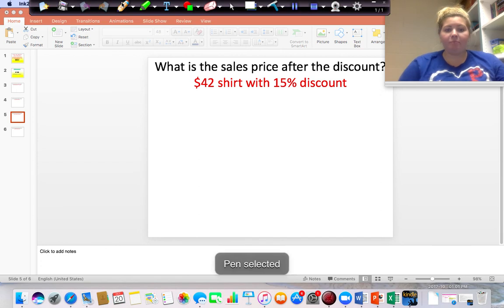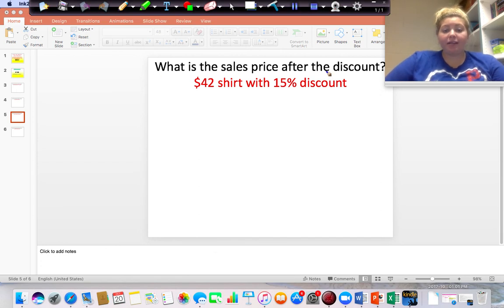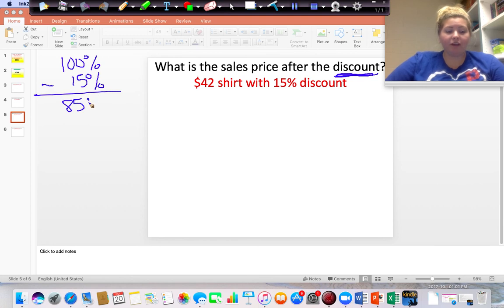It says, what is the sales price after the discount? Remember discount, we are taking that discount away from it. So we were paying 100% of the shirt, but now we are taking away 15% of that because it's a discount. So total, we are paying for 85% of the shirt. So that percent goes where the percent usually goes. The 100 goes where it always goes. Our shirt price goes in the bottom left where the of goes. And we're asking for what is, so we're going to put an x where the is goes.